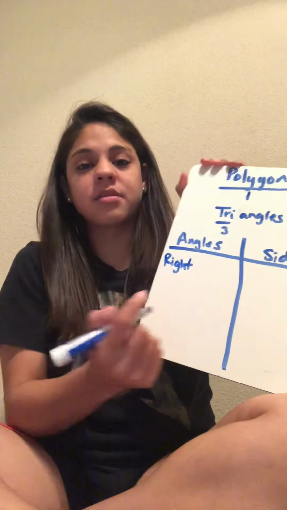So, triangles. Tri means 3. Triangles, 3. So 3-sided. And of course, angles, right? So now, there's 2 ways to classify a triangle. You can do it by angles, or you can do it by sides. Okay? So now you have a right triangle. A right triangle just means that it has a right angle.